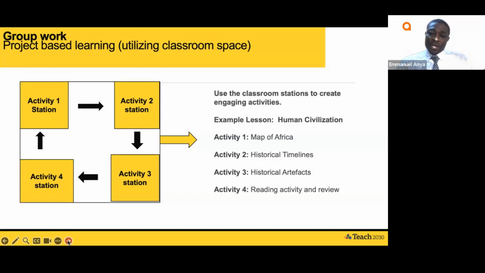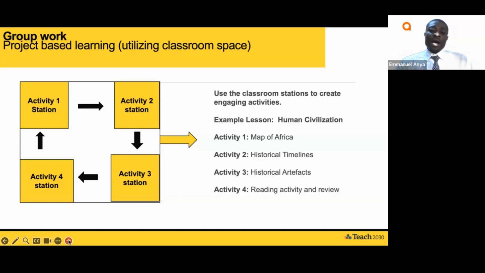Then for station 2, I want to interrogate them to find out what time we are talking about as we look at our human civilization. So I may want them to find out, is it the 11th or 12th century we're talking about? And then for group 3, I give them the instruction to identify the historical artifacts in place. This way, it helps me to stretch my resources further, and it helps them to maximize the use of the limited resources I have.